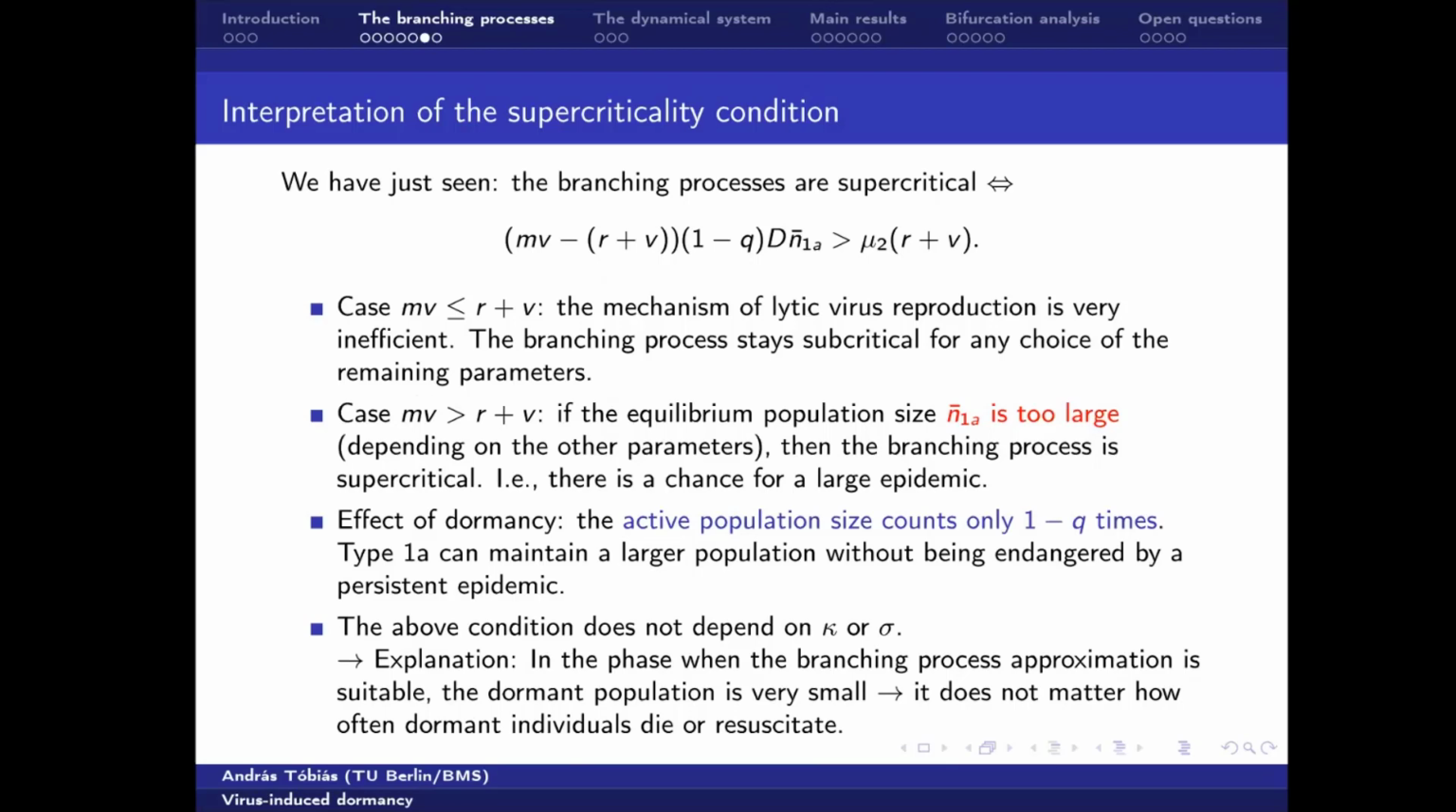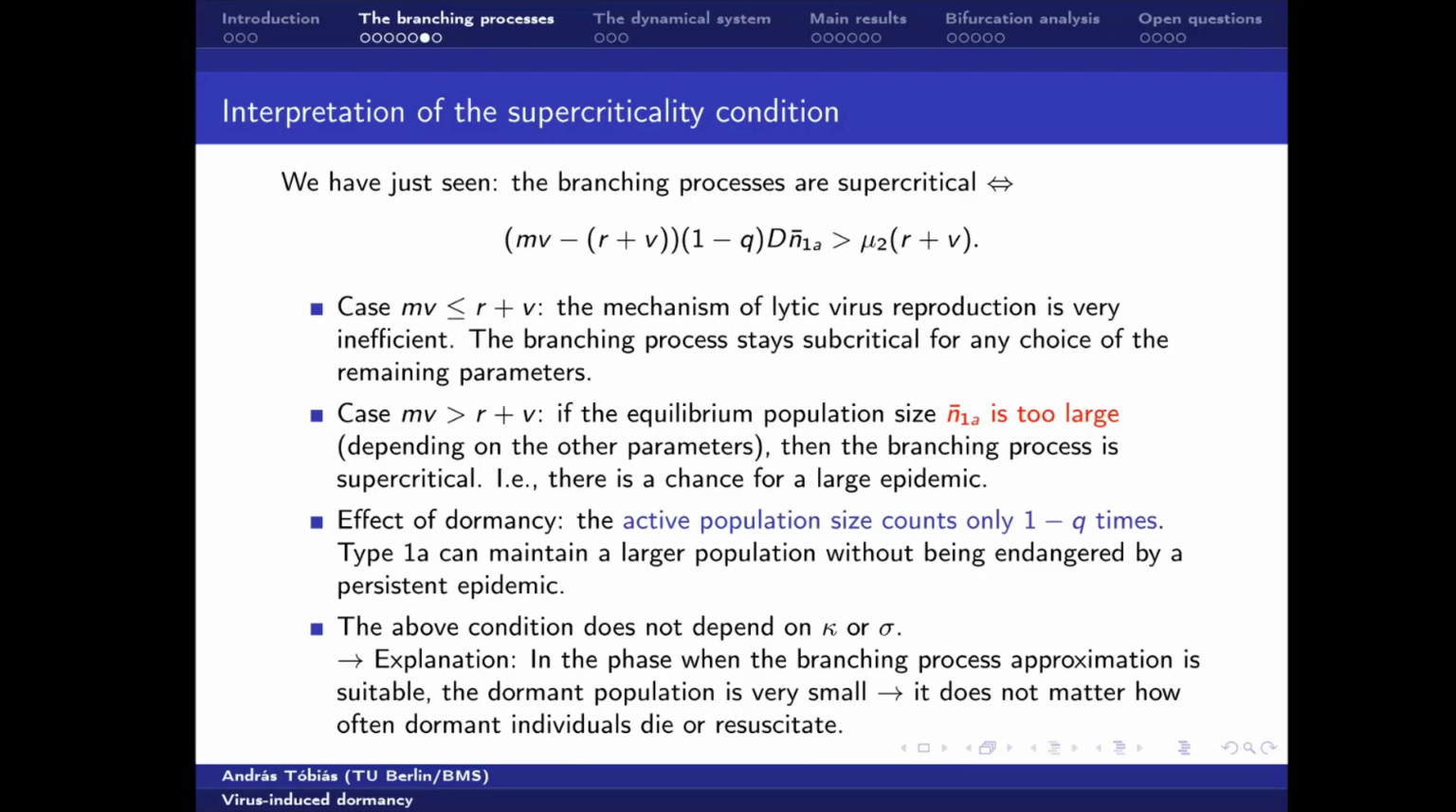So this means that if MV is less than or equal to R plus V, you don't produce enough viruses in the lytic cycle of the virus. Each lytic cycle is very inefficient, and therefore, whatever the other parameters are, there's no chance for a big epidemic. If MV is larger than R plus V, then this is positive, and if N1A bar is large, if you have a large population size for the active individuals, then this can be made larger than the other side. And in that case, we have a supercritical branching process.